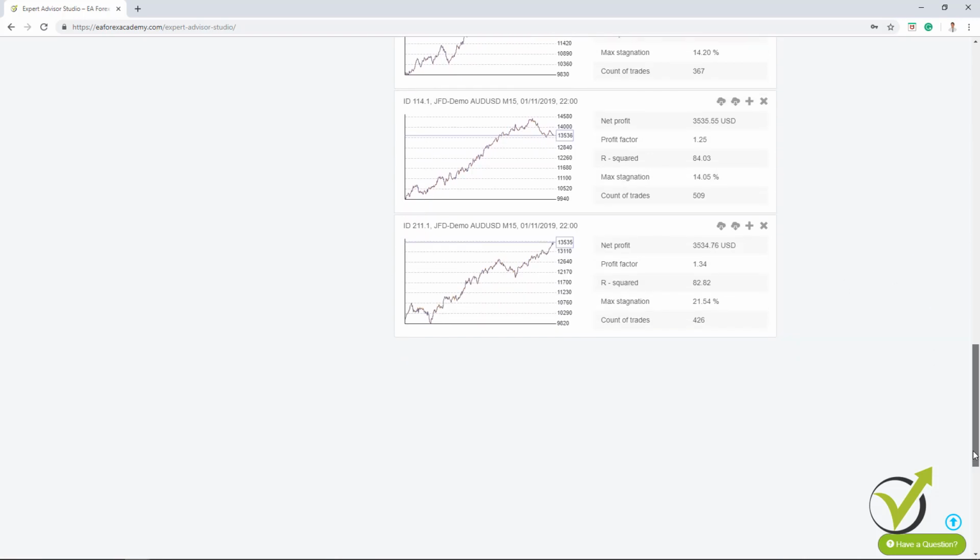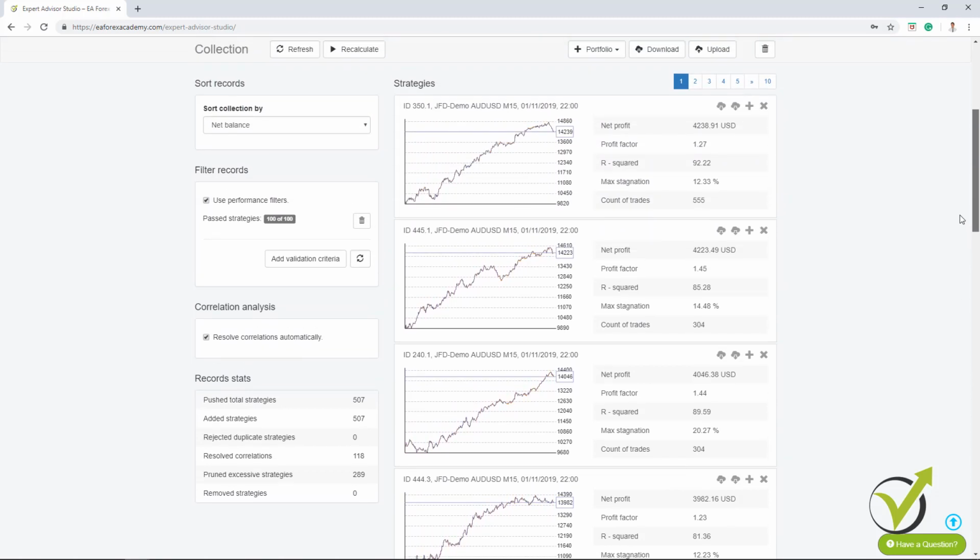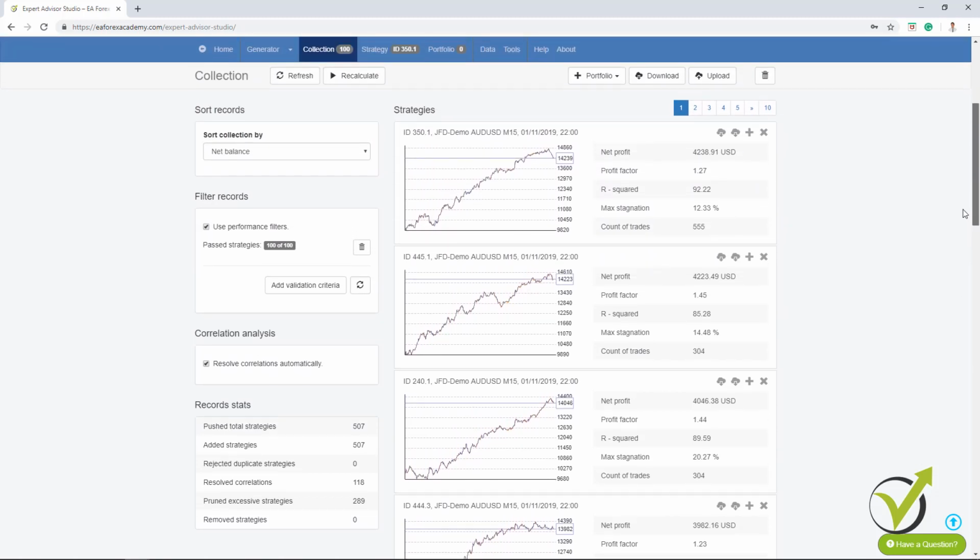So now what I will do, I will use the filter records that we have in EA Studio right over here, and using the performance filters we can add some validation criteria. So we will filter these strategies, okay?